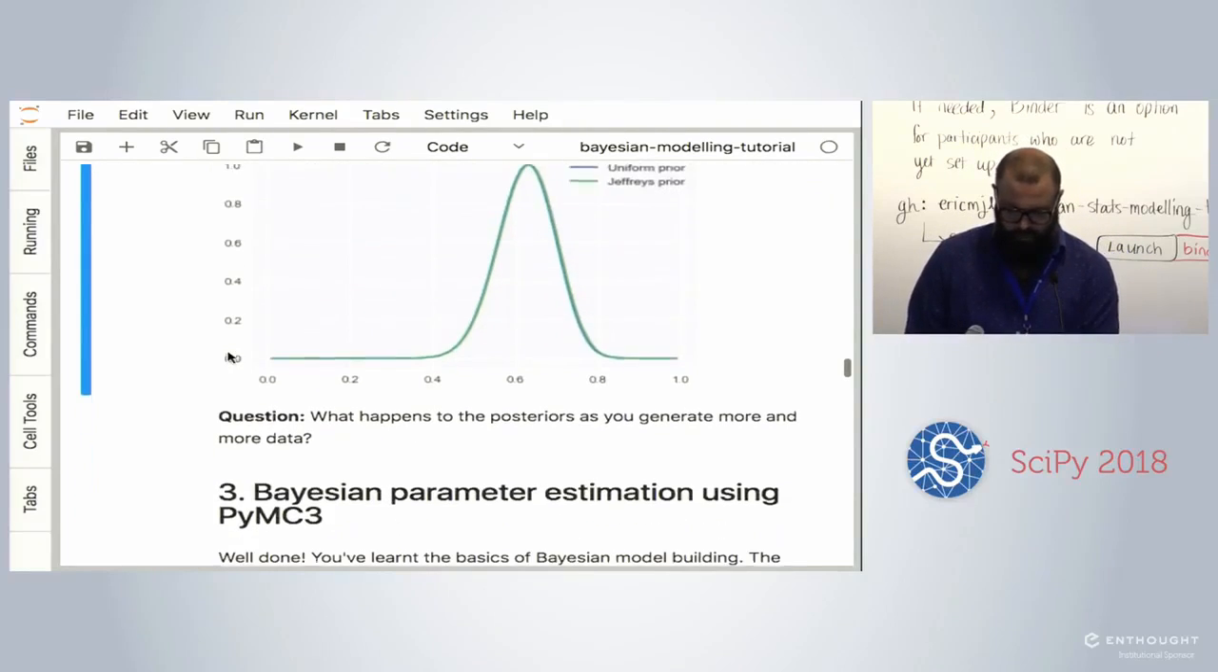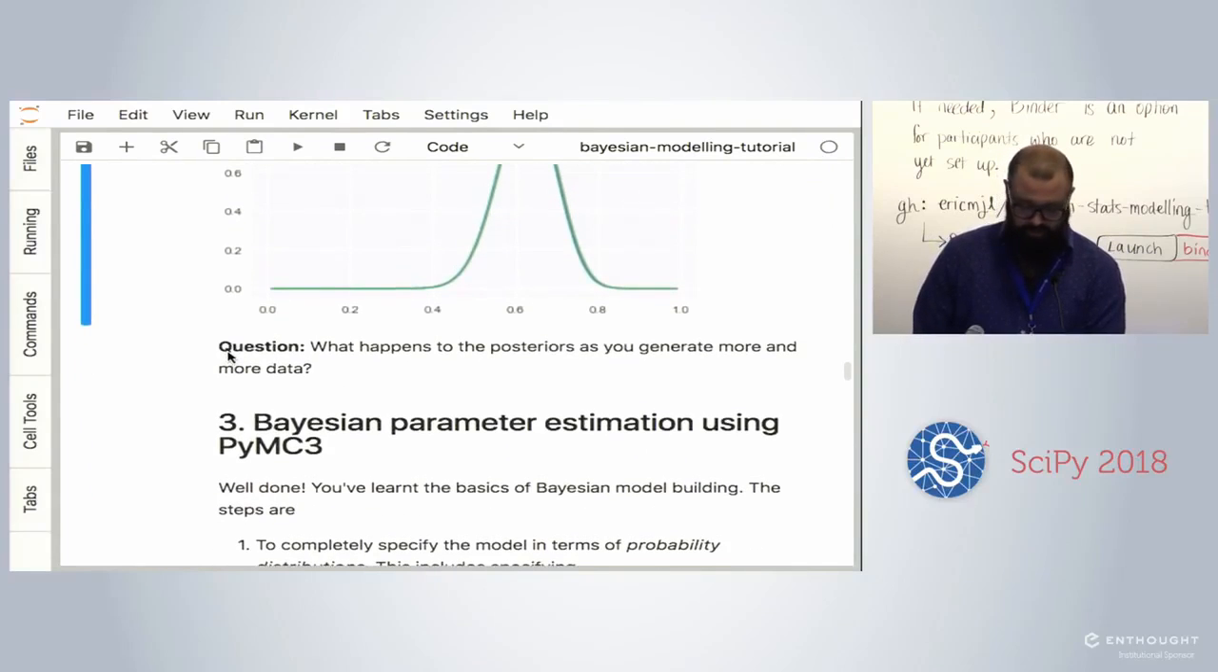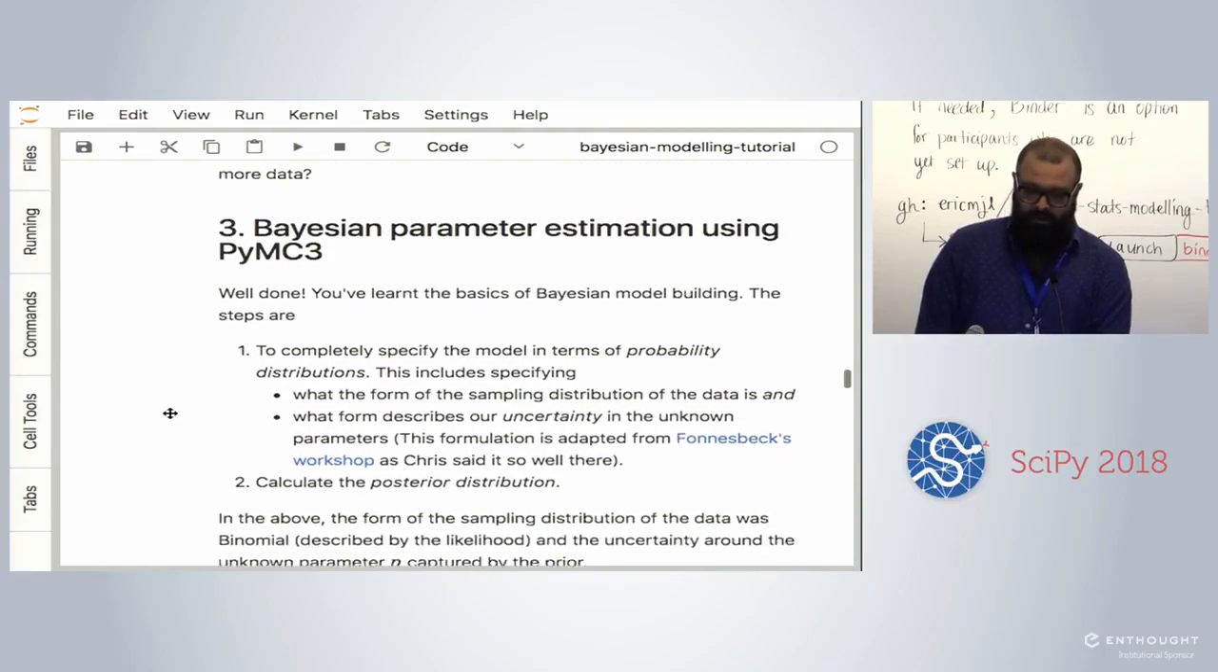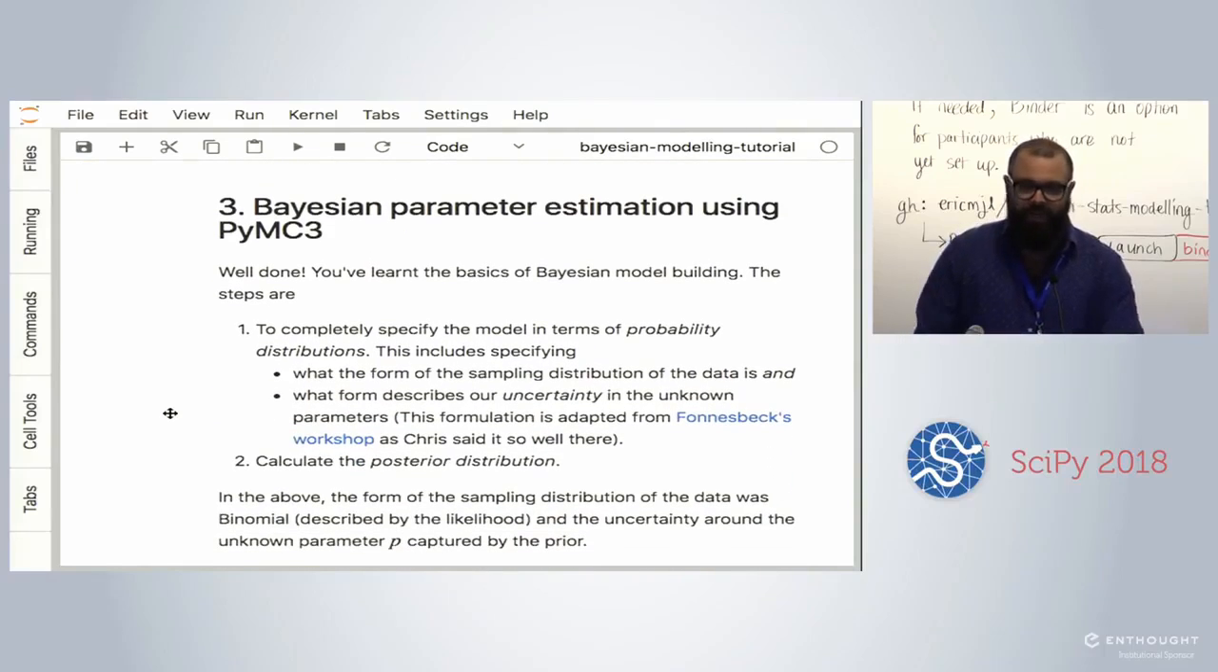Okay. So I asked the question here, what happens to the posterior as you generate more and more data? Oh, this is exciting. So now we're just going to have a little teaser, a trailer, into Bayesian parameter estimation using PyMC3. And I apologize, this has been implicit, but what we've just done is parameter estimation. We've estimated the parameter P using Bayesian techniques. So there's Bayesian parameter estimation, among many other things that Bayesian inference is useful for, which we'll see.